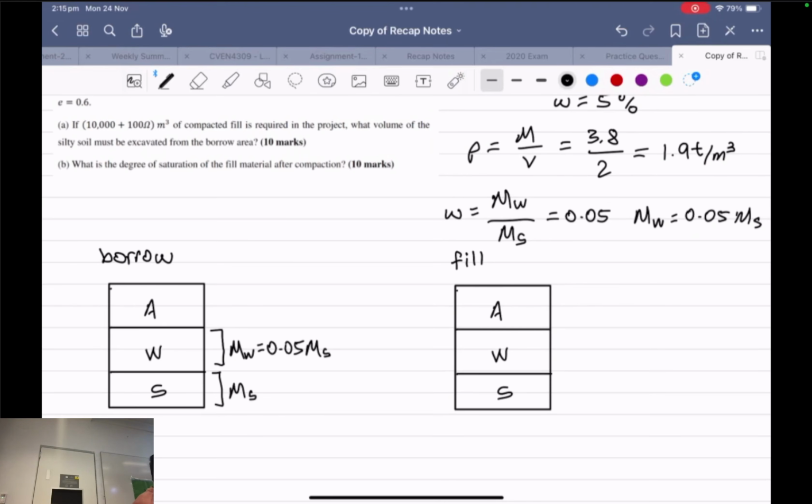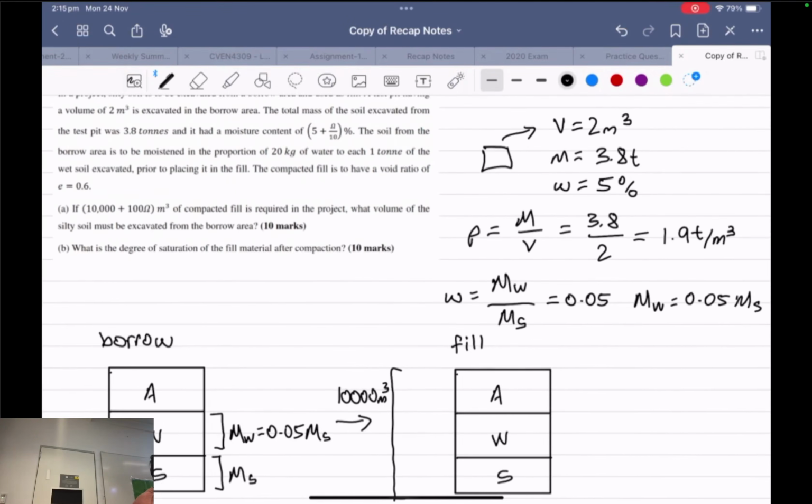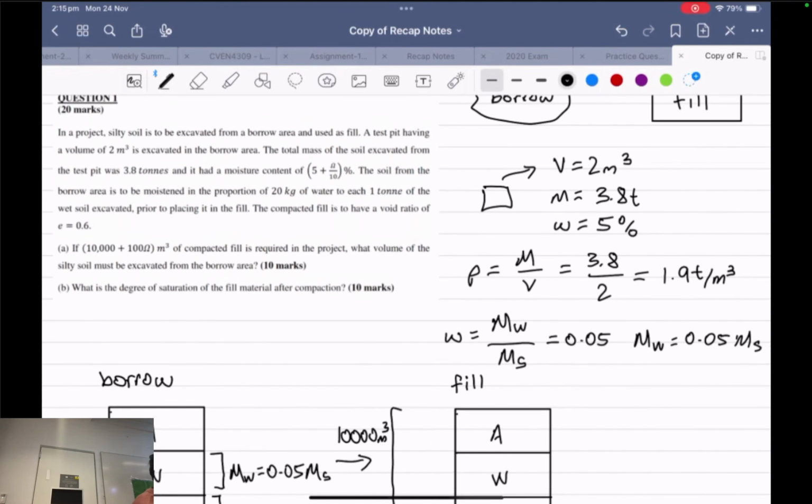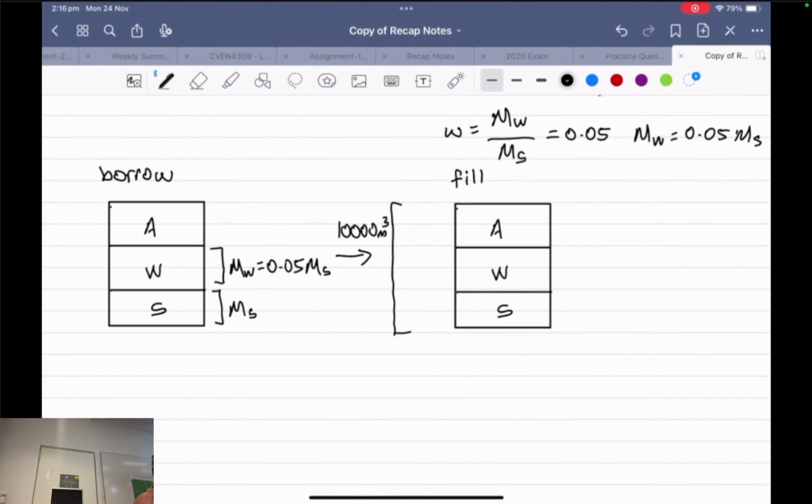And in the fill area, we're told the total volume is 10,000 meters cubed. So we're excavating from the borrow, we're putting it in the fill, and that's 10,000 meters cubed. That's the total volume of the fill. Alright, and what else are we told about the fill? We're told that the compacted fill is to have a void ratio of 0.6. So here we know that e equals 0.6.